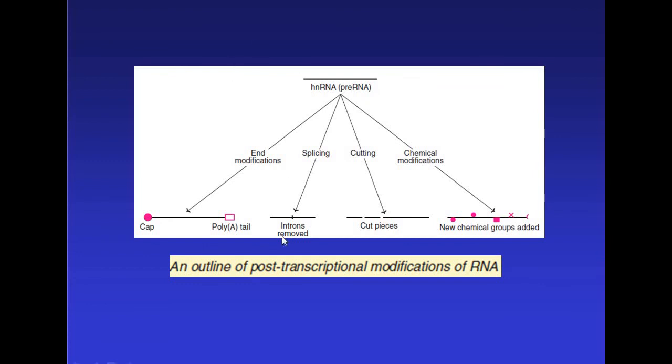The introns are removed. The introns are the nucleotide sequences which do not code for the protein. So, introns are removed by the splicing process. By the cutting process, various pieces which are unwanted can be cut, and there are also chemical modifications, like new chemical groups being added to this mRNA. Now, this mRNA which is obtained is the functional unit of the mRNA. So, this is all about transcription.